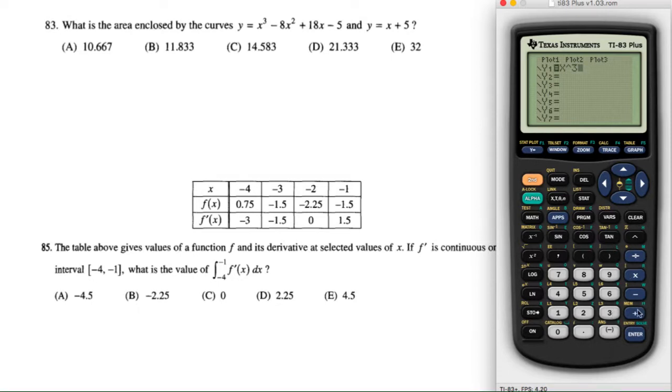X to the power of 3 minus 8x squared plus 18x minus 5. That's the first function. The second function is just x plus 5. Our window, I'm going to leave it default. Hopefully it'll be on there. Zoom 0. I know that x to the power of 3 grows really, really fast, so it might not be visible. Yeah, it's a giant function down here. I'll have to zoom in here. Graph.